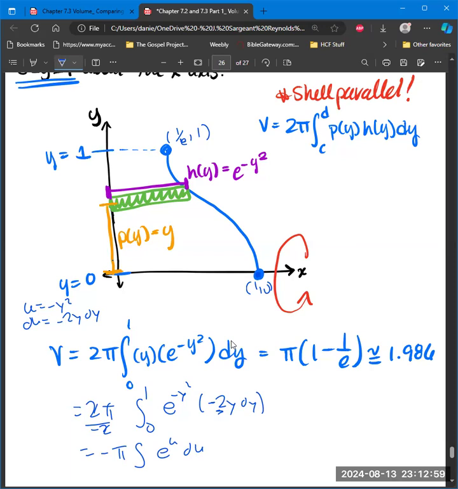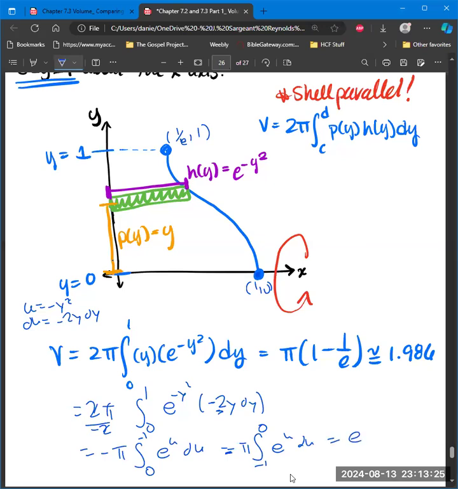I'm going to change my u's here. So 0 squared, that's going to be 0. And 1 squared, that's going to give me negative 1. I don't like my smaller limit being on top, so I'm going to change my limits of integration from negative 1 to 0 and change the sign on the outside. The integral of e to the u du, like that.